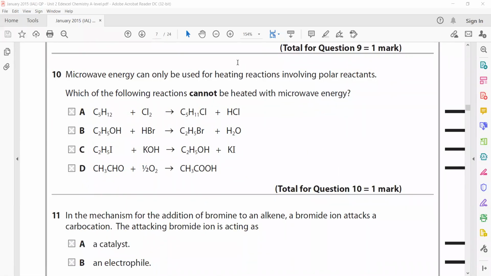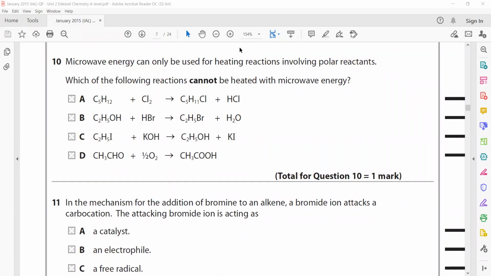Microwave energy can only be used to heat reactions involving polar reactants. Which of the following reactions cannot be heated? So C5H12, that's an alkane, the bonds are non-polar and the overall molecule is non-polar, so this cannot be heated. But if OH is there, or iodine is there, the bonds are polar and the molecule is also polar, so we can heat them. But A, because the molecule is non-polar, we cannot heat it by using microwave.